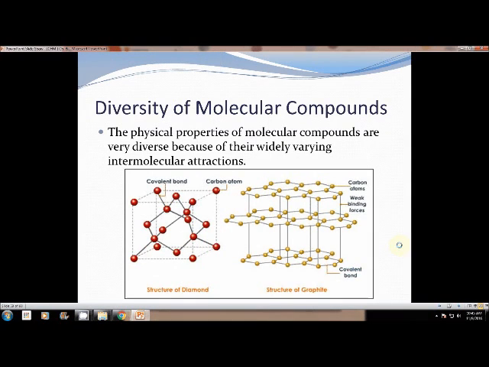The last thing in the notes is basically telling you the reason why we have very diverse types of molecular compounds, and why their properties are all very different, is because of our intermolecular attractions. These intermolecular forces are what make the properties different for everything.